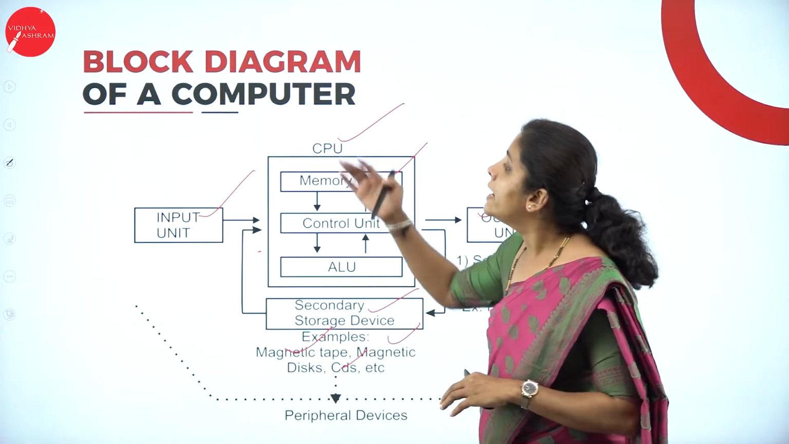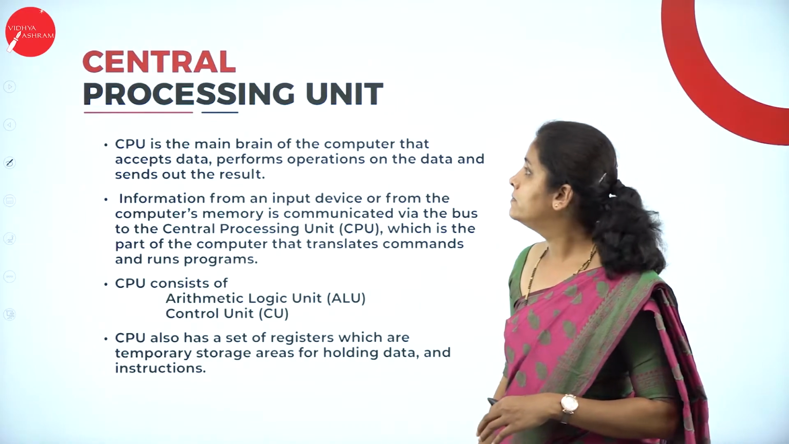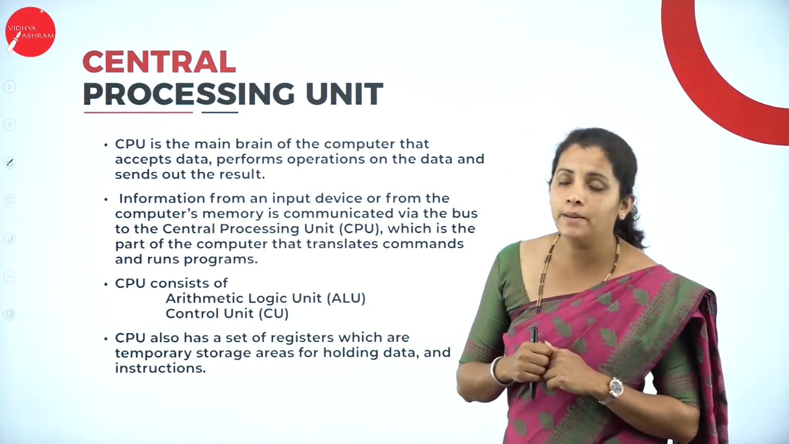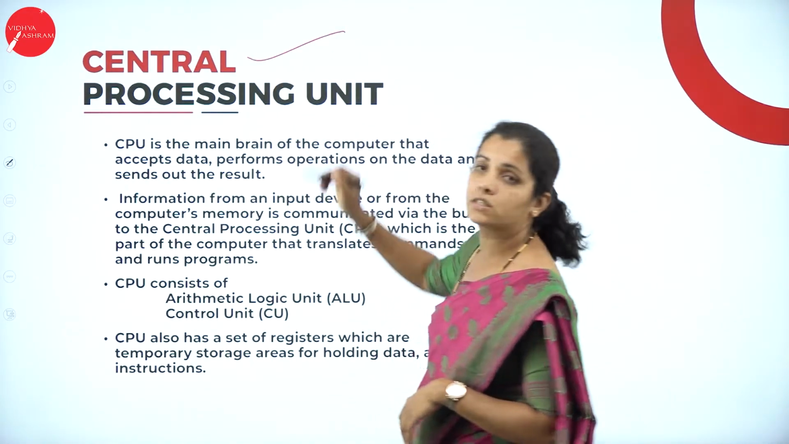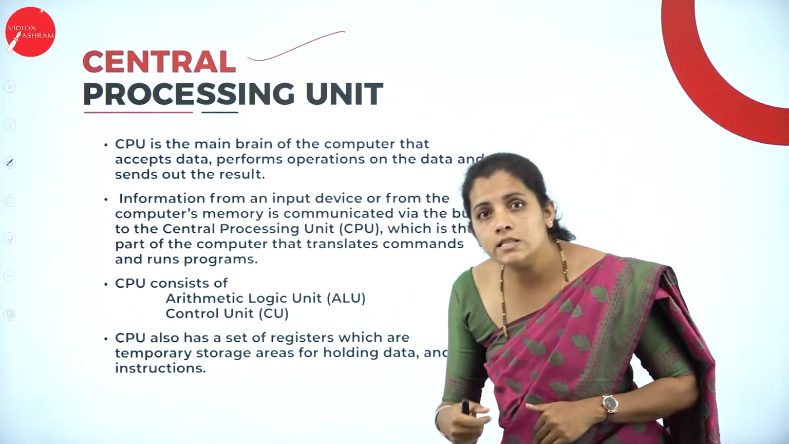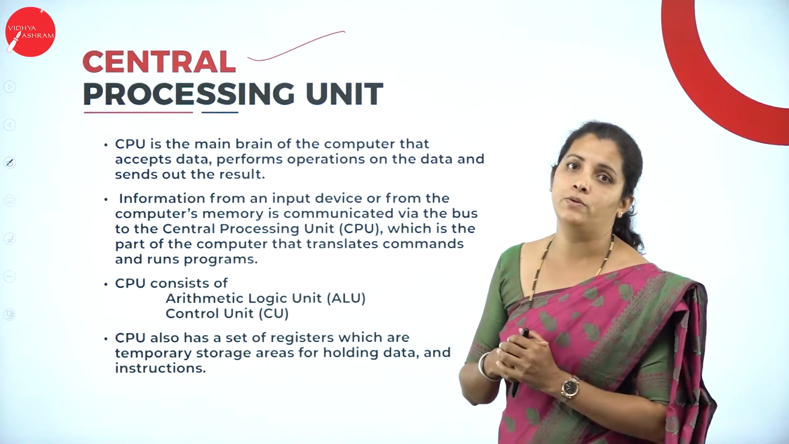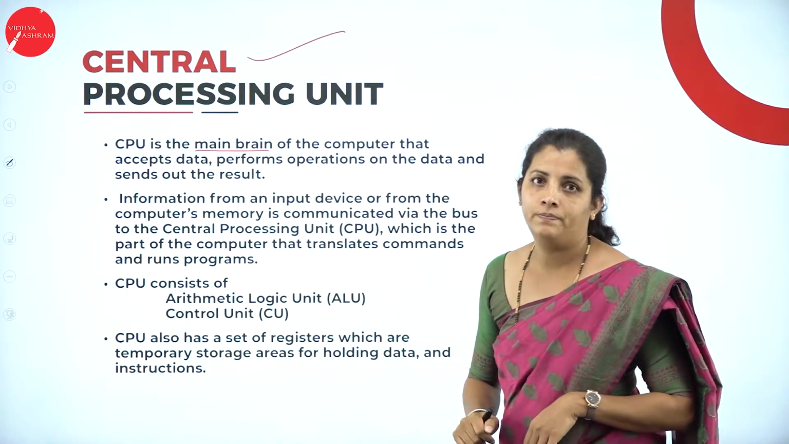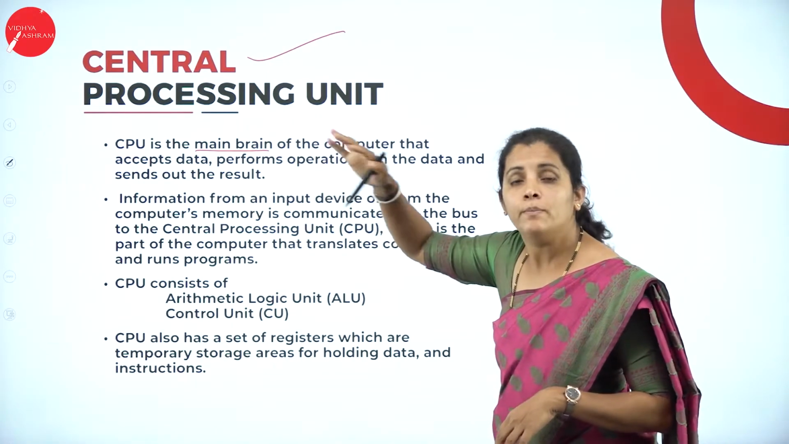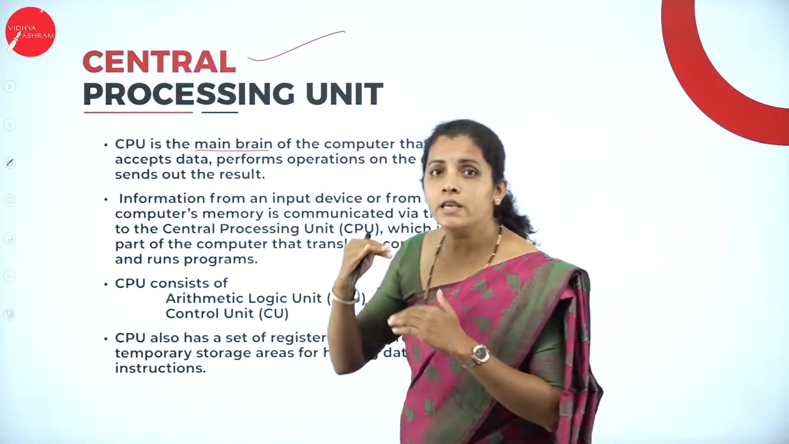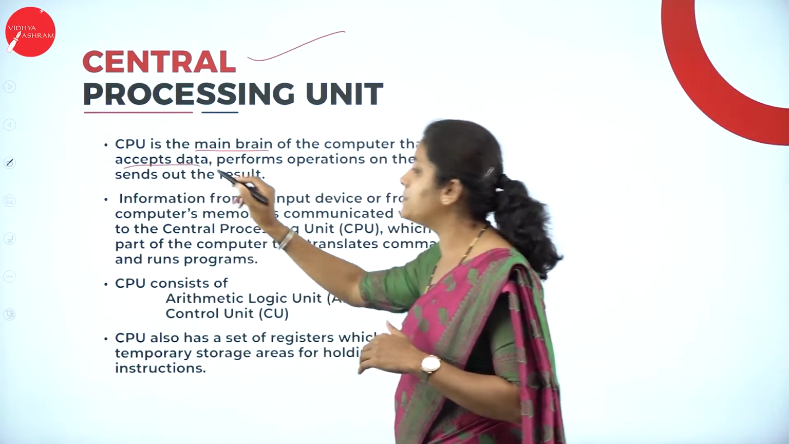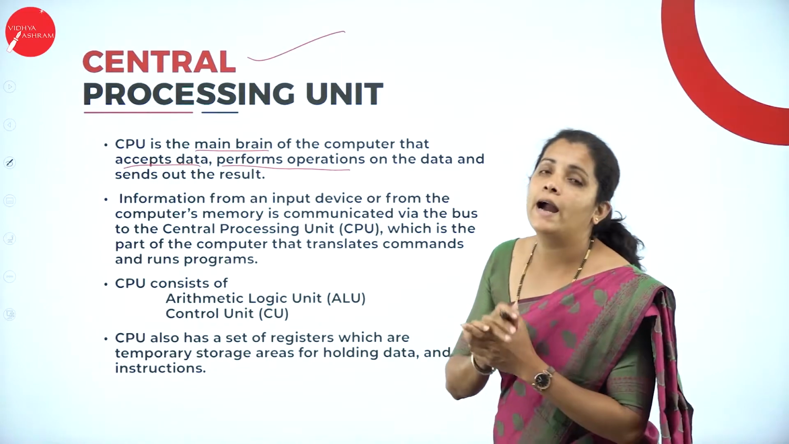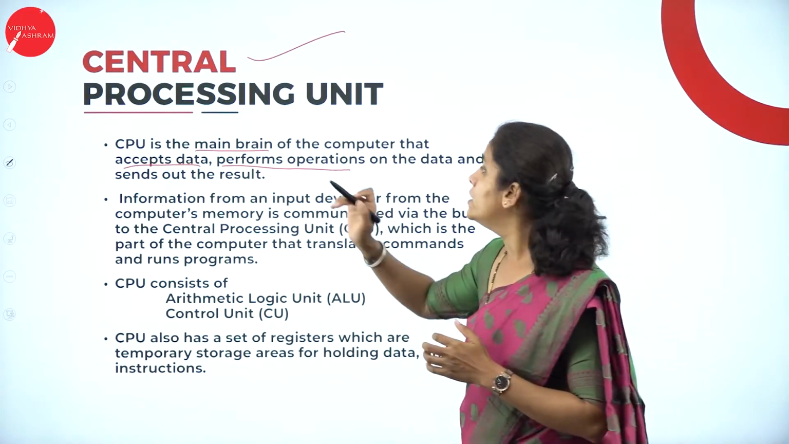Let's discuss the elements one by one. The first and very important element here is the central processing unit. What is the CPU? What is the job of the CPU? Here, CPU is the brain of the computer. CPU is called the brain of the computer because it is responsible for accepting the data, performing operations on the data, and sending the result to the user.